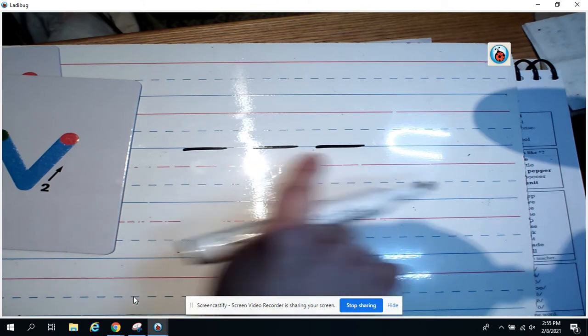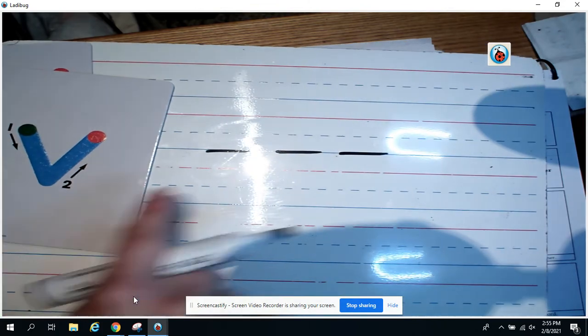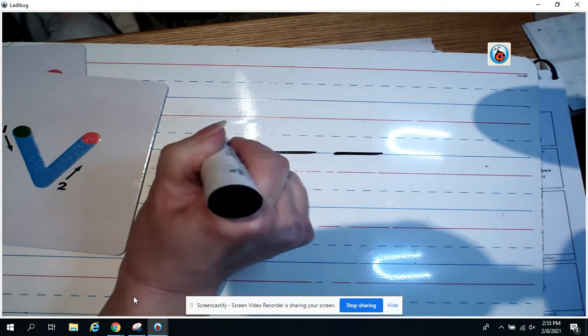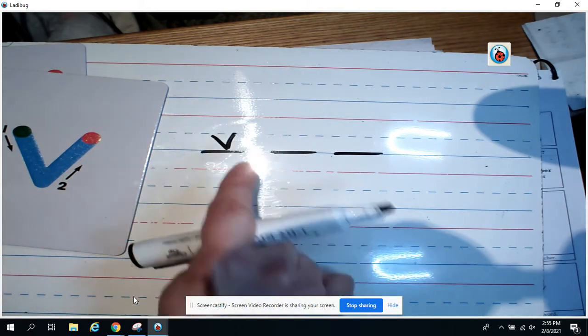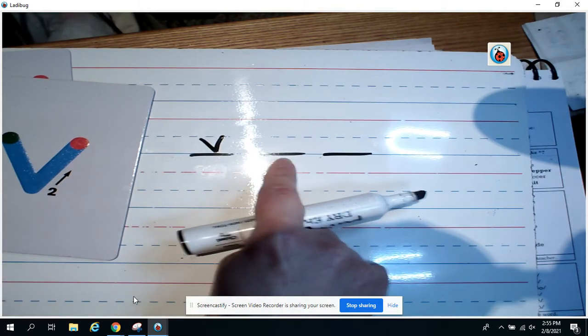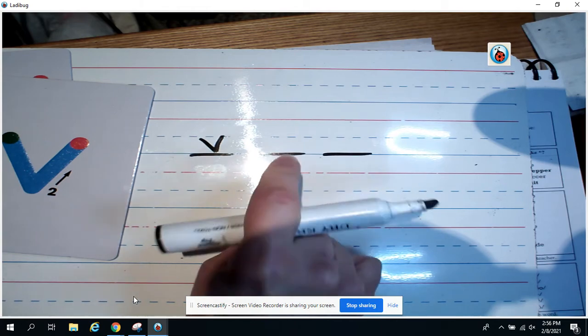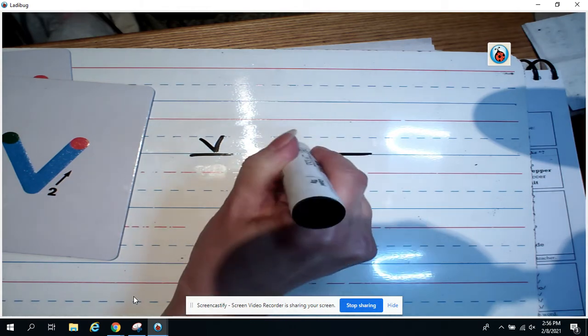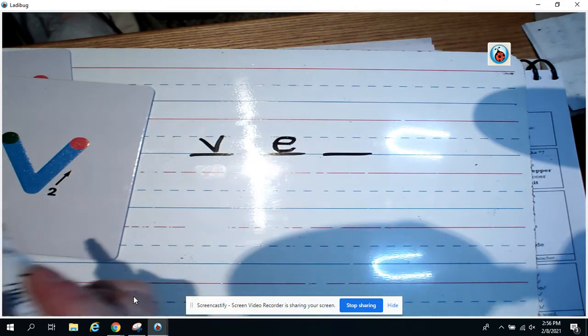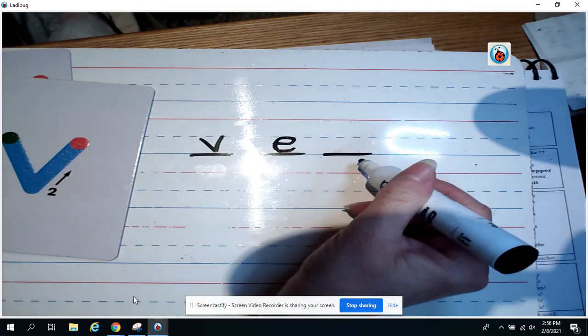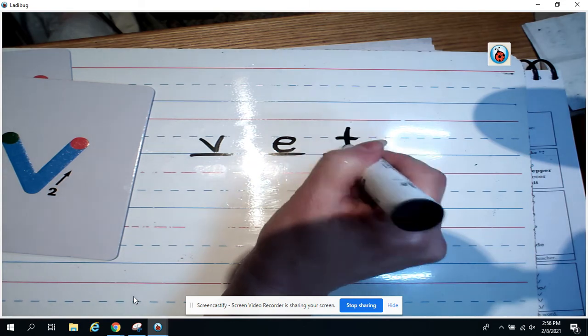Vet. Where do you hear that V sound? Yep, at the beginning. V says v in vet. All right, let's stretch out again. Vet. What do you hear in the middle? How does your mouth stretch? That middle sound. Did you say eh? E says eh. Yep. Vet. T says t. Very good.